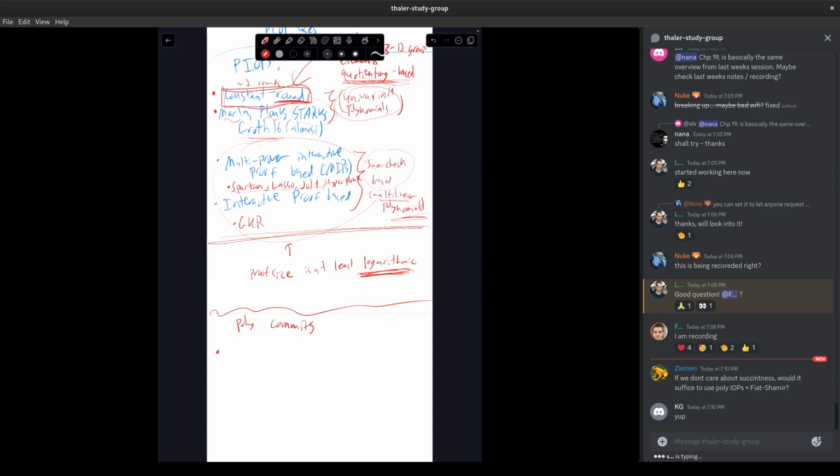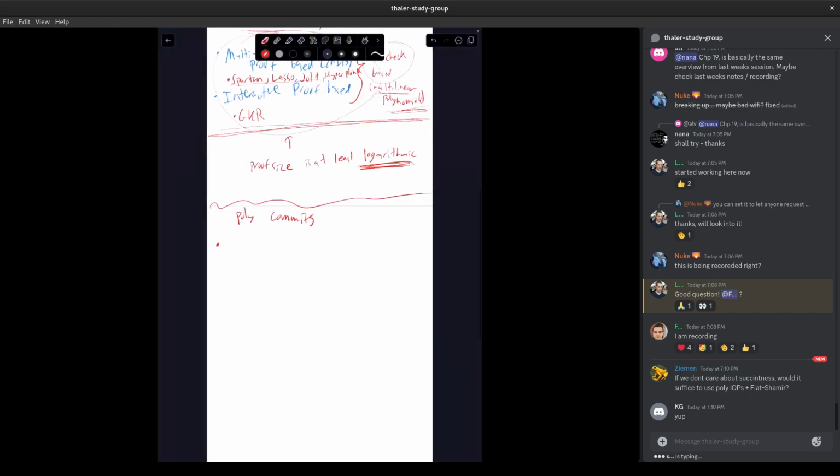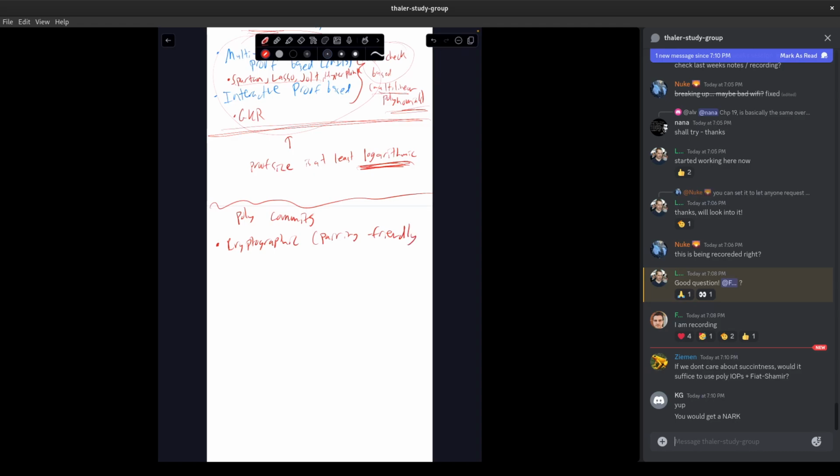And then for polynomial commitment schemes, let me just breeze through this since we talked about this last time. I also put these into three categories. First category is based on cryptographic groups. In particular, they tend to use pairings, so pairing friendly groups. If you don't know what a pairing is, don't worry about it. And they have a trusted setup. And if you don't know what a trusted setup is, don't worry about it.